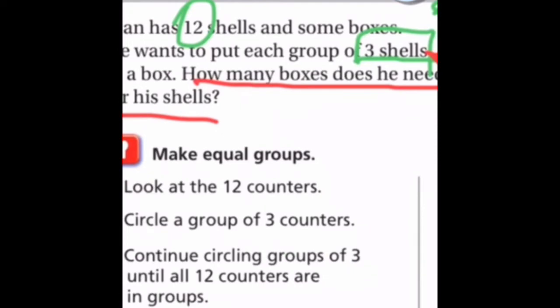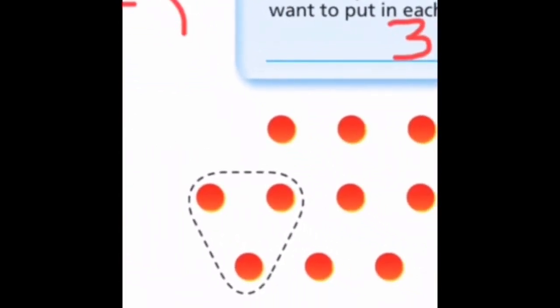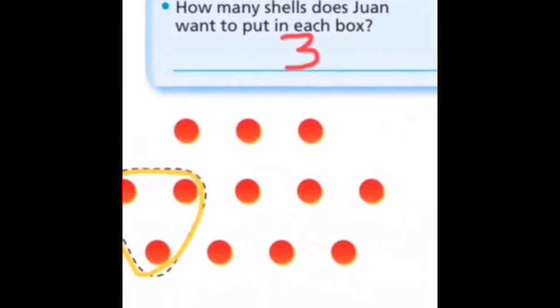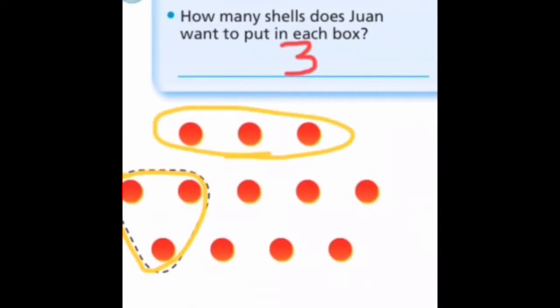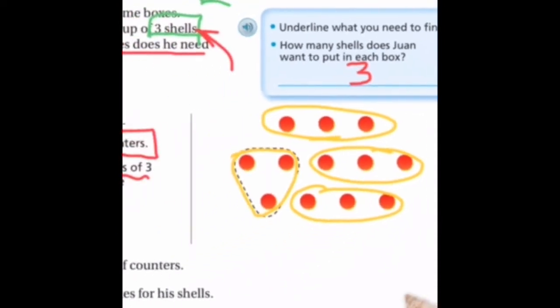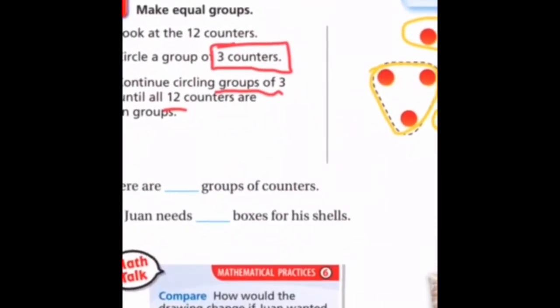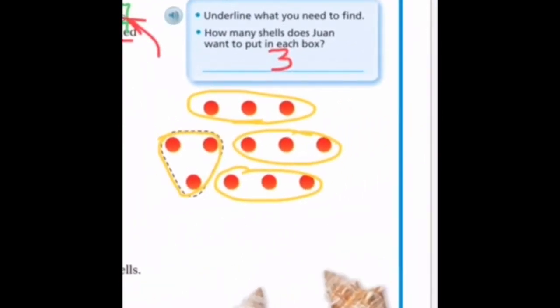We have our 12 counters. We're going to circle a group of 3 counters because that's 3 shells in a box. And we'll continue circling groups of 3 until all 12 counters are in groups. Okay? So they did the first one for us. I'm going to change color here. There's 1 box of shells. And I'm going to slide over to get all of them. There's another box of shells. And another. And another. So then we just have to count up the number of groups of counters, which is 4.